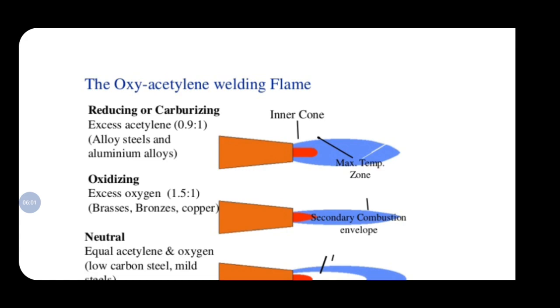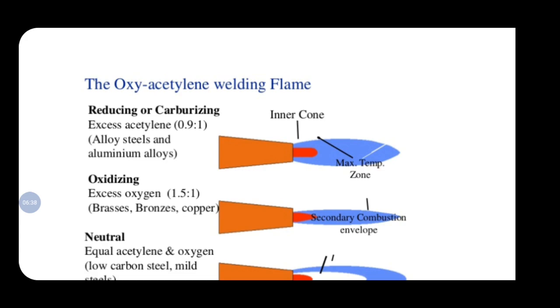Next, what does the reducing flame or carburizing flame mean? It is also characterized by the use of excess acetylene. See here, oxygen is 0.9 and acetylene is 1. So you are using more acetylene than oxygen. This flame is used to weld alloy steels and aluminum alloys.